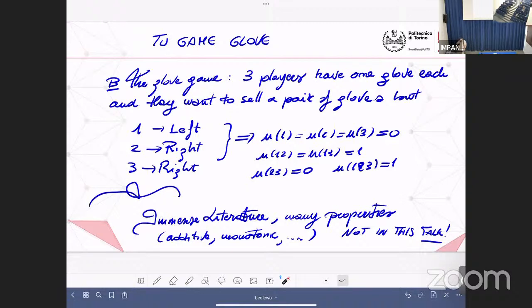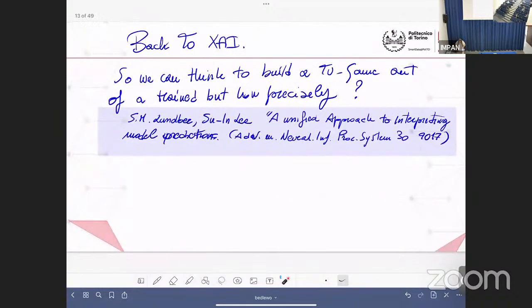As you can imagine, there is something enormous in this. There are books, there are thousands of pages. There are a lot of definitions, classifications. A game is additive, subadditive, monotonic, cohesive. That part I find quite boring, I would say, but it makes sense.